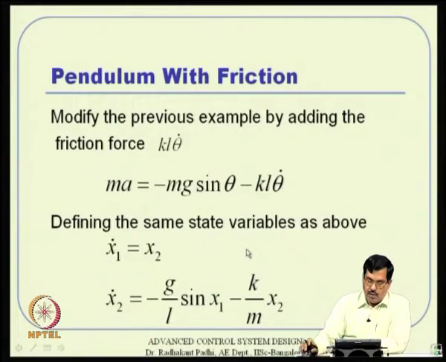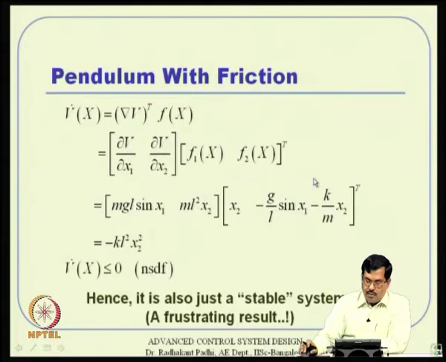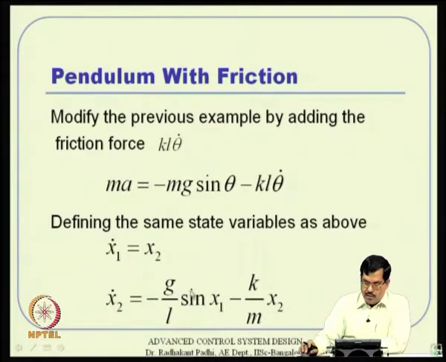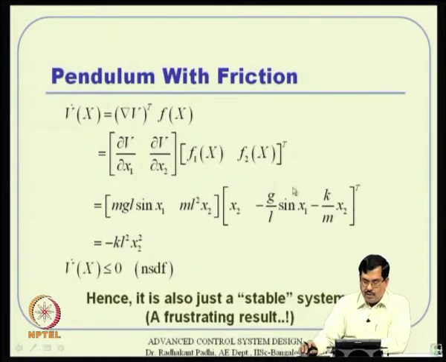Okay. All right. What about with friction? Because with friction we know for sure that the pendulum is going to come to 0. Now, are we able to show that? So, we have to modify the system dynamics and include a k L theta dot term. If you carry out the same analysis, you will have an additional friction term, minus k by m x2. Start with the same analysis, same algebra, and you are left with this expression.